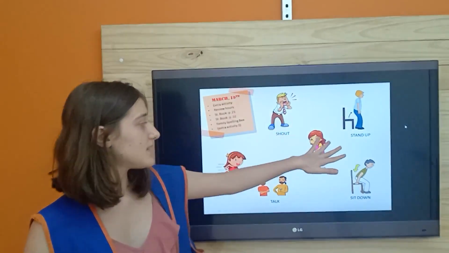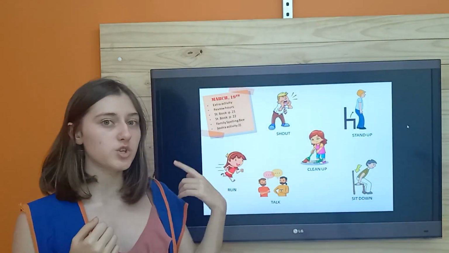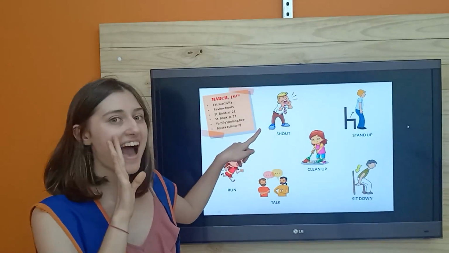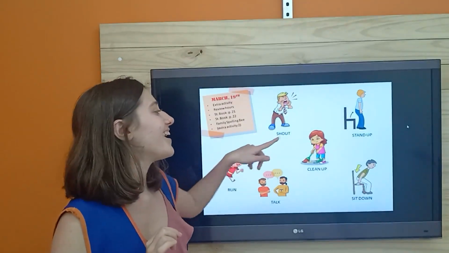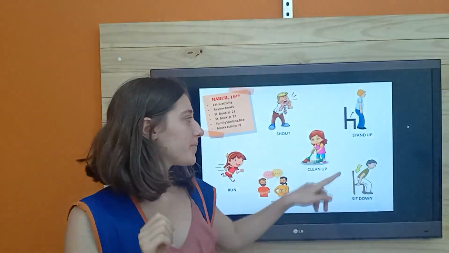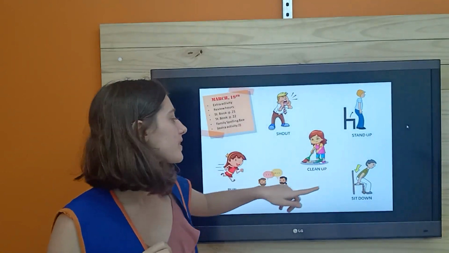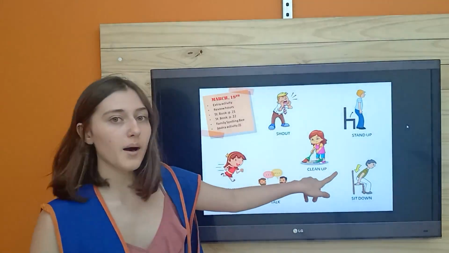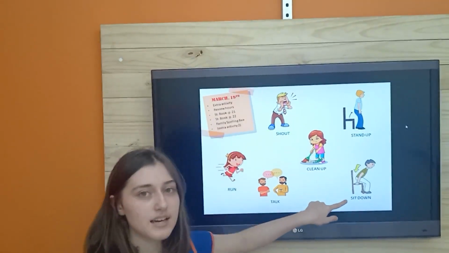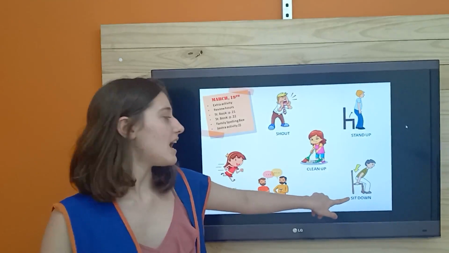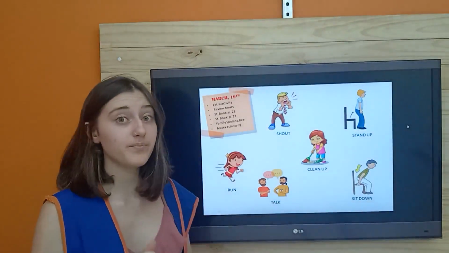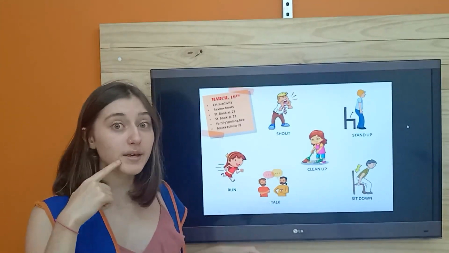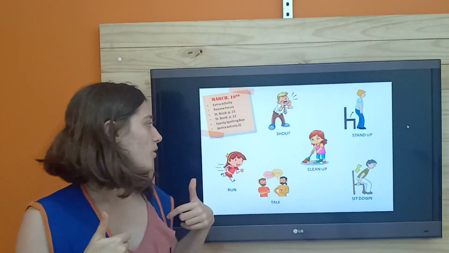So here we have the 6 actions that we saw on Unit 1. First is shout, okay? Shout. Then we have stand up, okay? Stand up. Clean up. Clean up, okay? Sit down, run, and talk. I am talking to you now, okay?